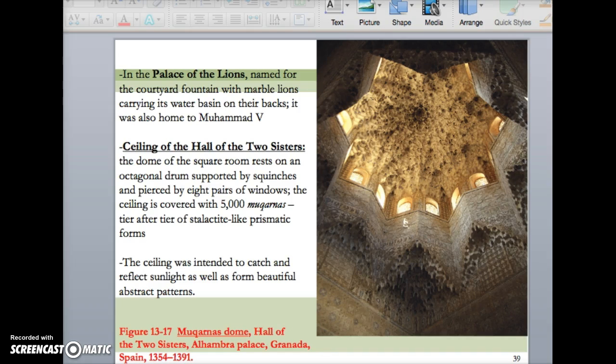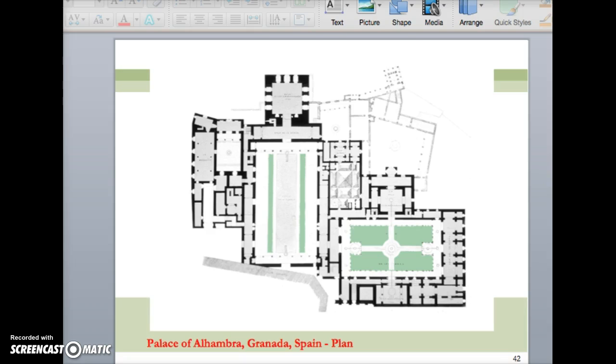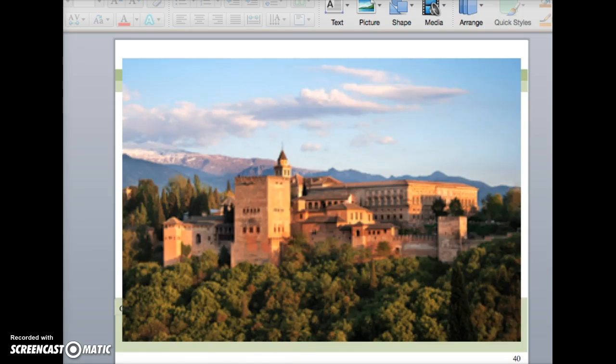This is an exterior view of the Alhambra, so you can see the entire complex. It's actually very large. All of these green areas are outdoor courtyards. This would have served many purposes. As we talked about, mosques were not just for religious purposes. They had schools, they had libraries, they had hospices, all sorts of different functions, and this was no different. What else did I want to say about this complex?